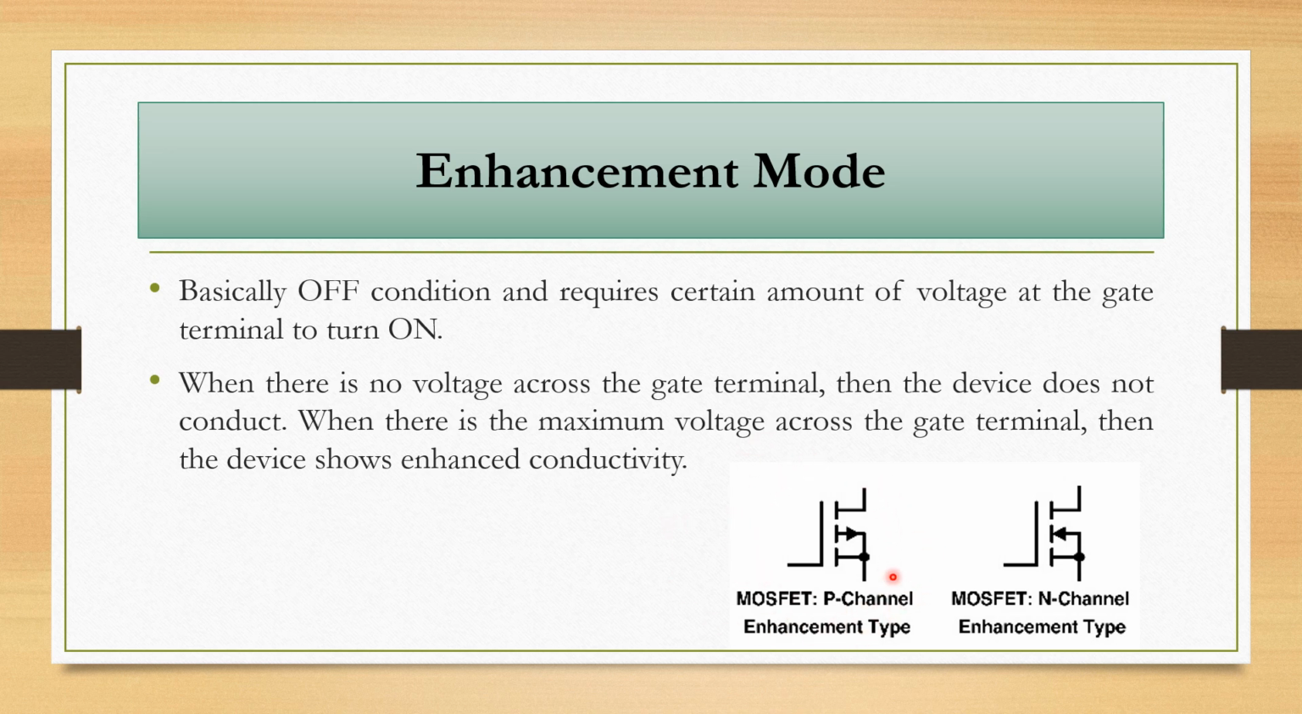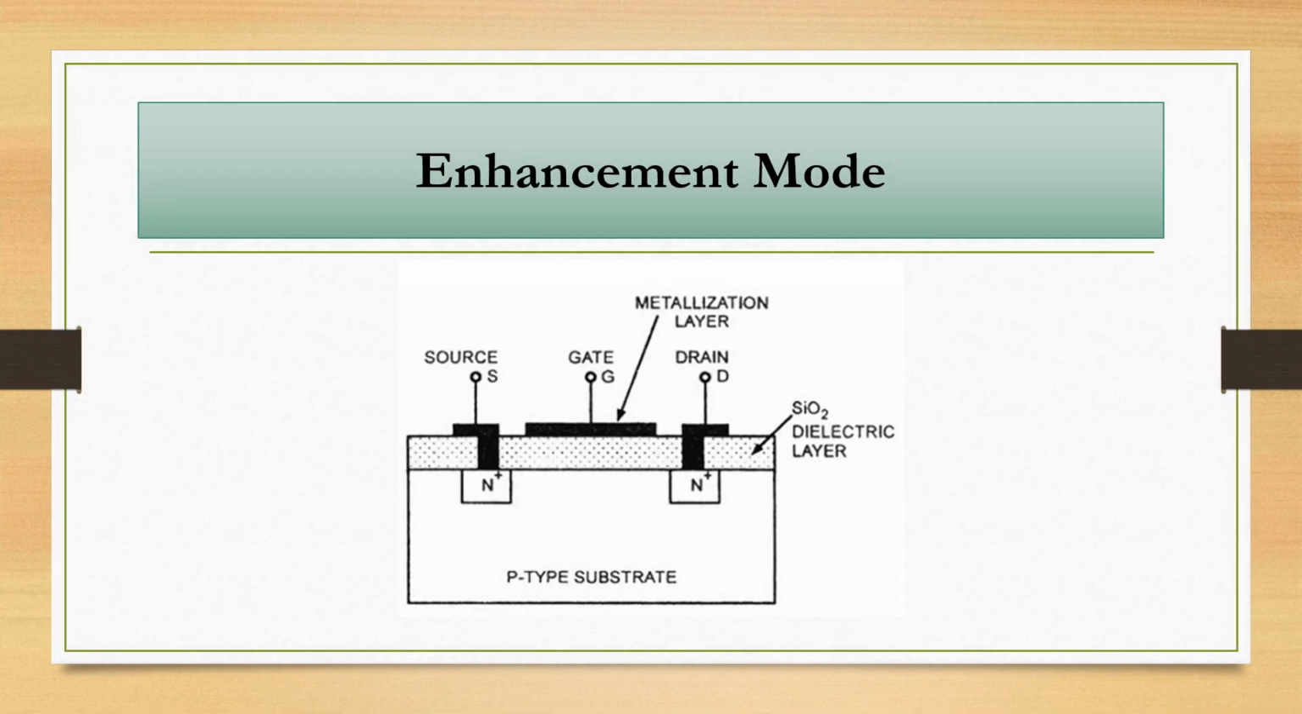So here you can see, the gate is insulated, so this terminal is the gate terminal. Here you have the drain terminal, and here you will have the source and the body. Source and the body will be short circuited. This is for the P channel MOSFET, and here you have the N channel MOSFET. This is your diagram for the enhancement MOSFET.